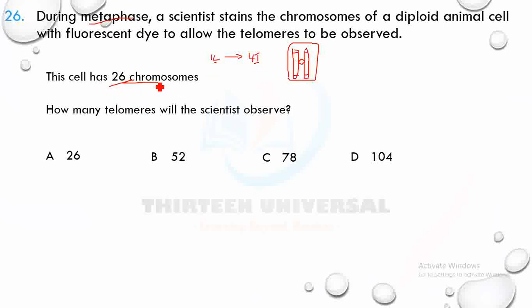Then 26 chromosomes will be 26 times 4. So 26 times 4 will give us how many telomeres? Pick up your calculator and try it. 26 times 4, according to my calculator, is 104 telomeres. D is the answer.